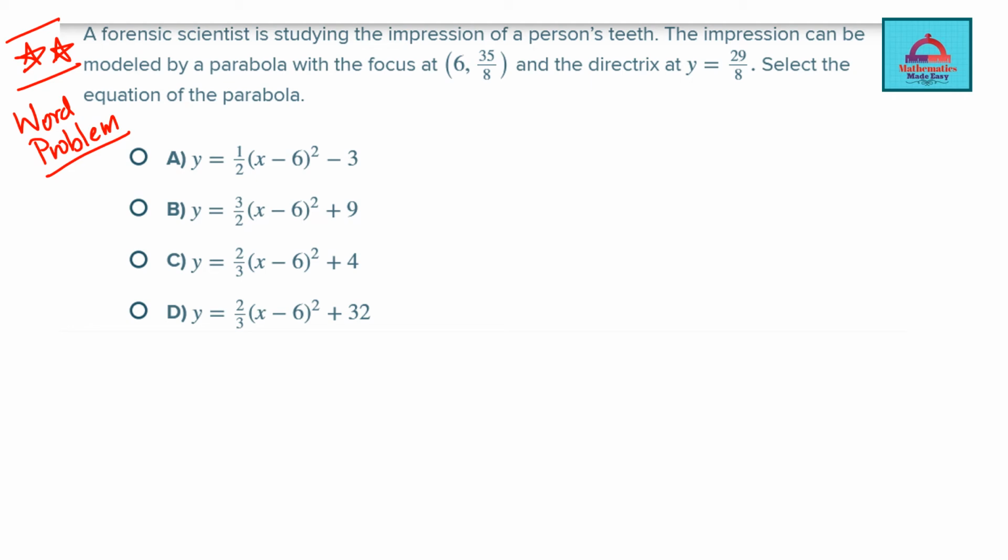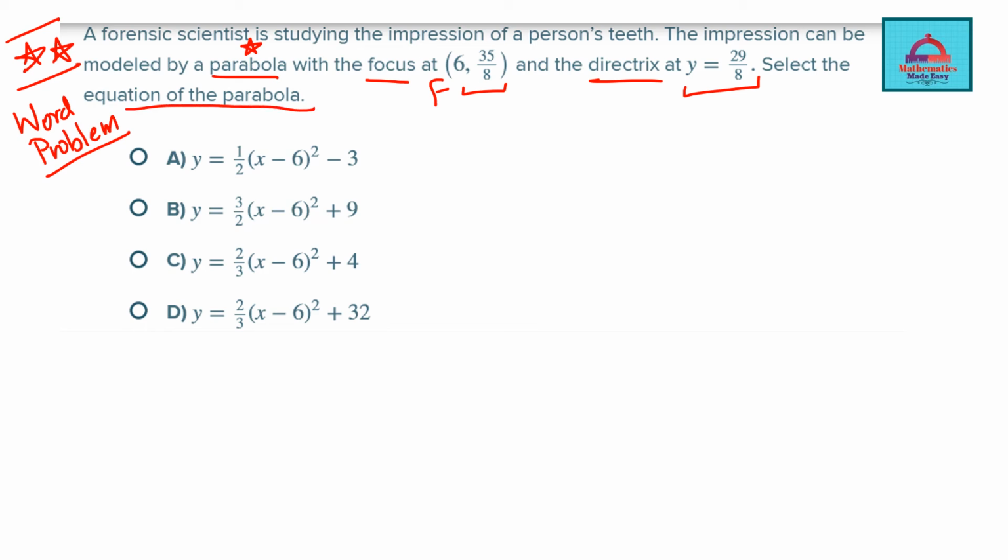So a forensic scientist is studying the impression of a person's teeth. The impression can be modeled by a parabola. So this is your keyword which tells you this is a question on parabola. And then you have the focus given. So this is your coordinates of the focus, point F. You also have the line directrix, its equation is given to you. So these are all important things, and definitely it's a question on parabola where you need to find the equation.